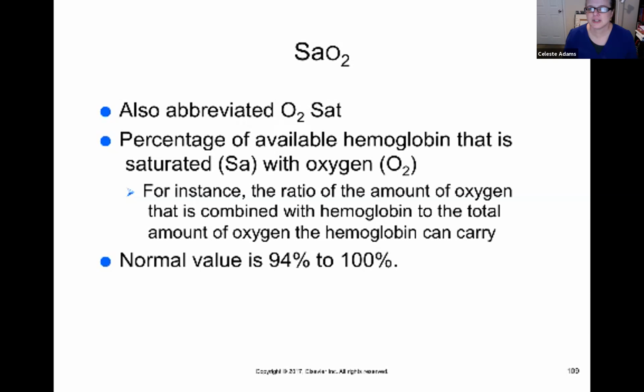SaO2 is your oxygen saturation. It's the percentage of available hemoglobin that is saturated with oxygen.